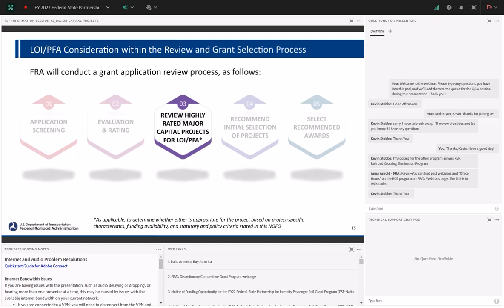Okay, and finally, this slide describes the application review process and where in that process the PFA LOI evaluation fits in. As you can see, after screening, eligibility, and rating, FRA staff will review highly rated capital projects for an LOI/PFA as appropriate. Afterwards, staff will recommend an initial selection of projects, and eventually FRA will announce selected awards under the FSP program.